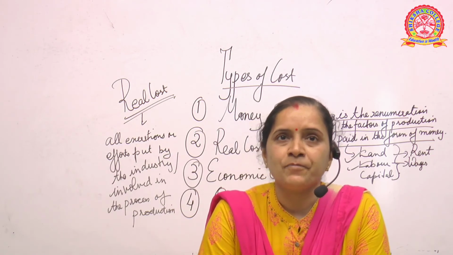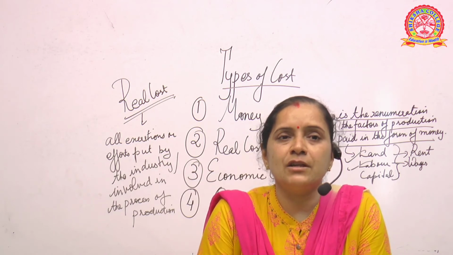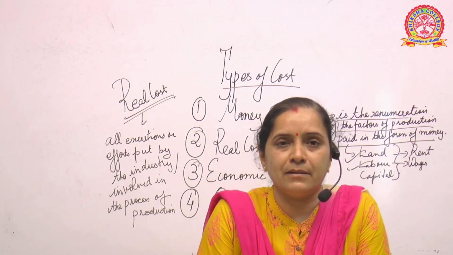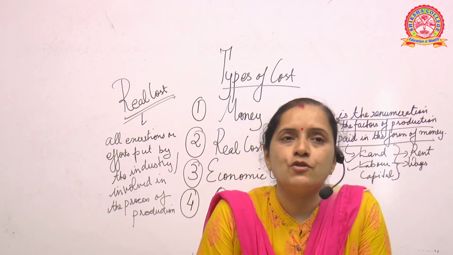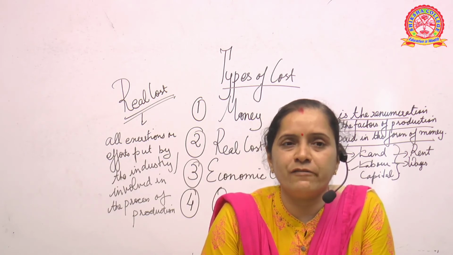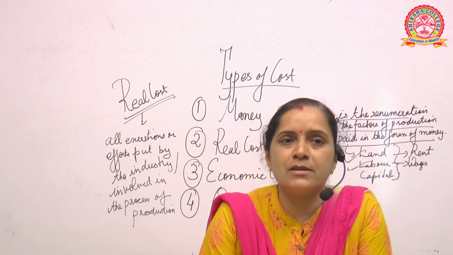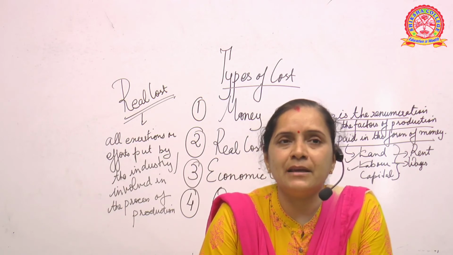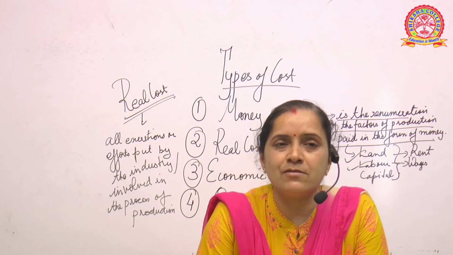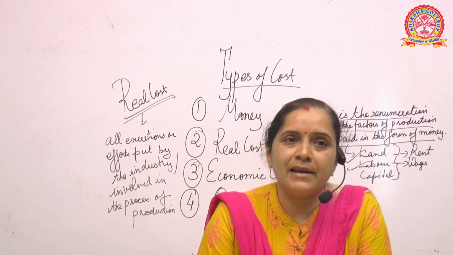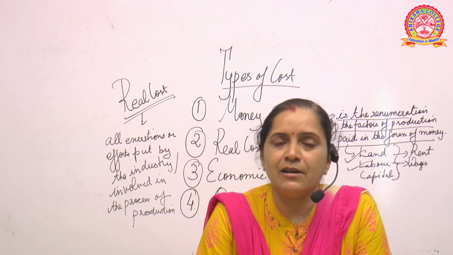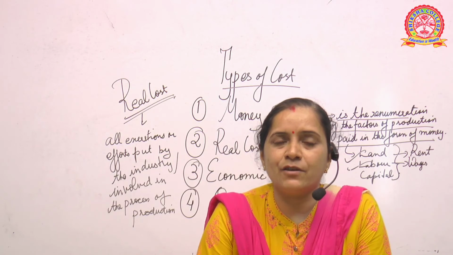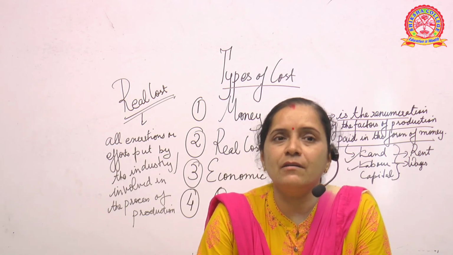For example, take a pen. A company is manufacturing pens. In the entire process of manufacturing of pens, suppose the cost of a pen is 10 rupees. Now the real cost for producing say 10,000 pens could be 50 lakhs or 20 lakhs. Real cost means the exact exertional efforts put in by the industry, or the expenses involved during the process of production.